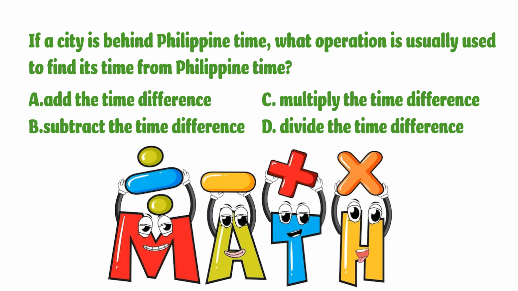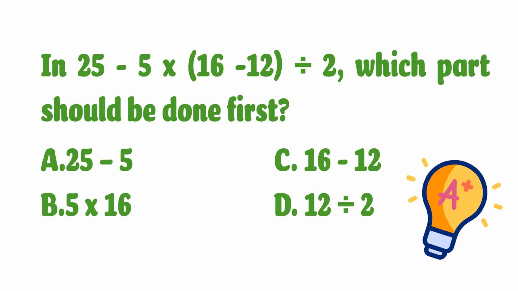Okay, next item. This time you're going to have GMDAS. In 25 minus 5 times open parenthesis 16 minus 12 close parenthesis divided by 2, which part should be done first? A. 25 minus 5. B. 5 times 16. C. 16 minus 12. D. 12 divided by 2.